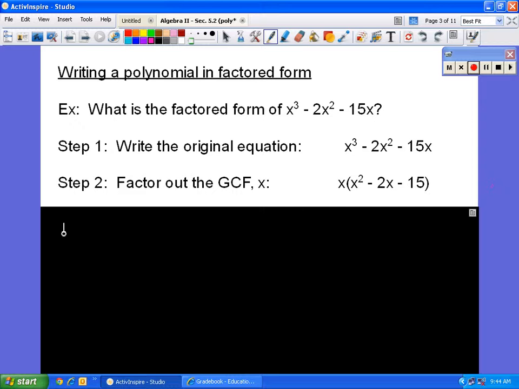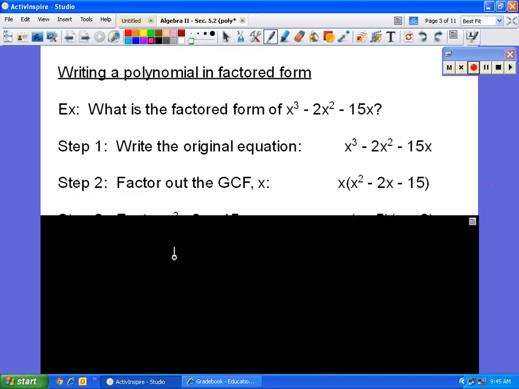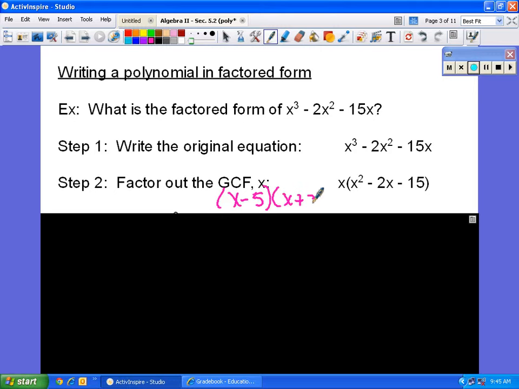Josue, what are the factors of negative 15 that add up to negative 2? Which is the positive, which is the negative? I want the positive to be 3 and the negative to be 5. You want this? I want that.